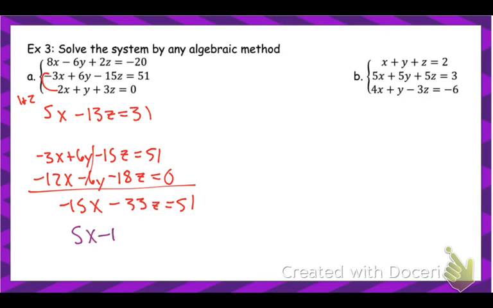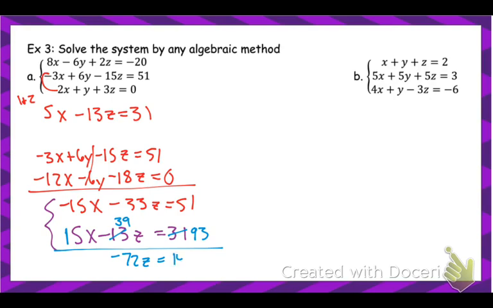Here's 5x minus 13z equals 31. And again, I'm going to do elimination here as well, because all I would have to do then is multiply by 3. So 15x, 39z, 93. Those x's will cancel. So then I'm going to have negative 72z equals 144. So I'm going to get that z is negative 2.